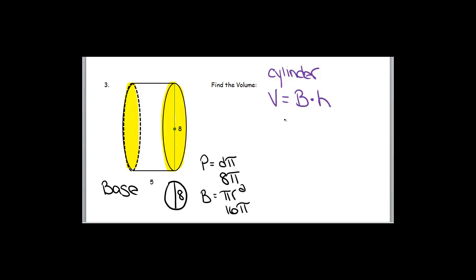So in our formula, we have 16 pi times h, remember, is the true height. There it is. That true height is 5. So we can go ahead and put 5 into our formula. So 16 times 5 gives us 80 pi.